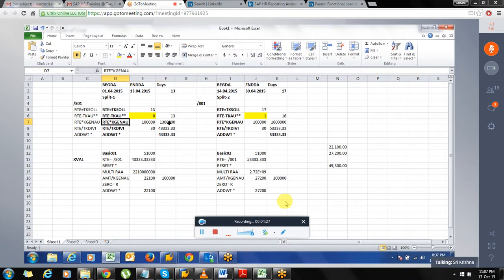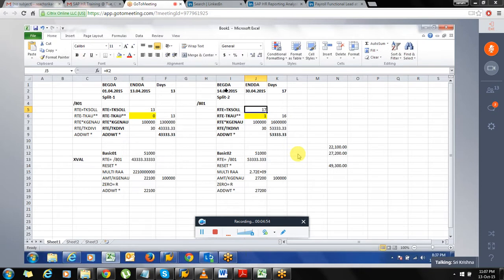Now the calculation starts: 13 minus 0, we got 13. Into 1 lakh, we got 13 lakhs. Then it is dividing by 30 days for the current month, that is April. So we are getting this much rate. Similarly, if you go to the second split, the same rule will read for the second wage type 801.